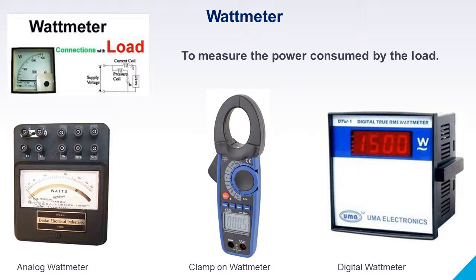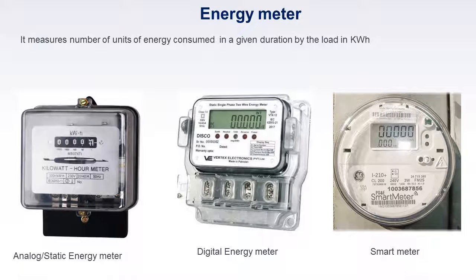Next measurement in the electrical circuit is the power measurement. So wattmeter is used to measure the power consumed by the load. Here you can see wattmeter connection is shown in the first figure. It has a current coil and pressure coil, which will give the product of voltage and current and power factor of the load. So that is VI cos phi. Active power is measured by the wattmeter. First figure is for the analog wattmeter. Second figure is for the clamp-on wattmeter, and third is showing digital wattmeter.